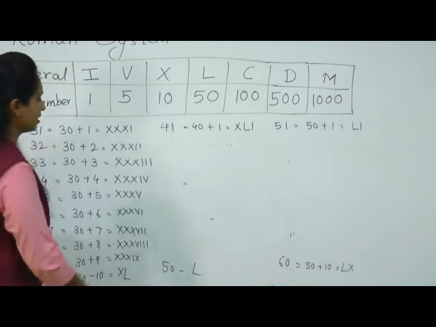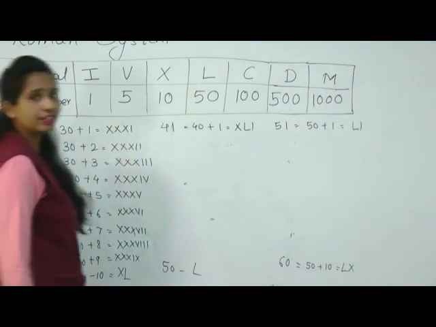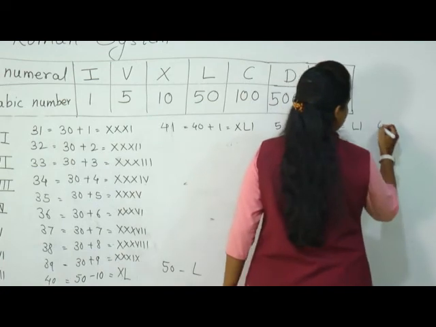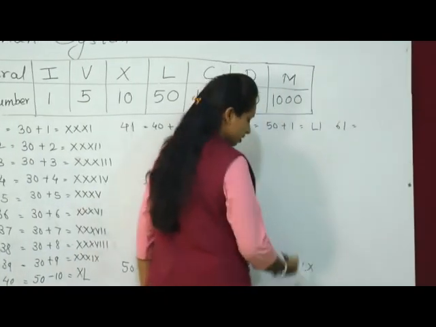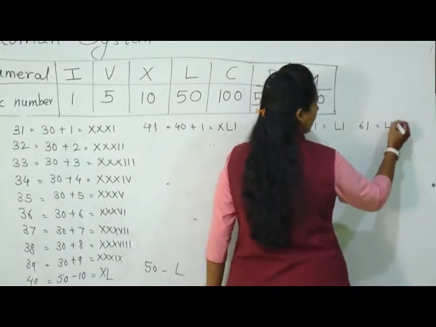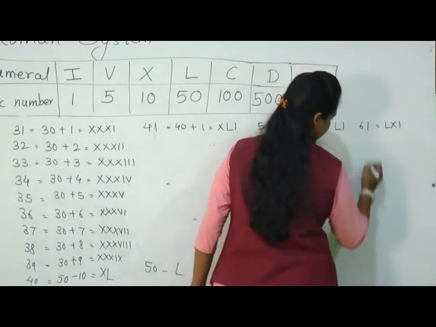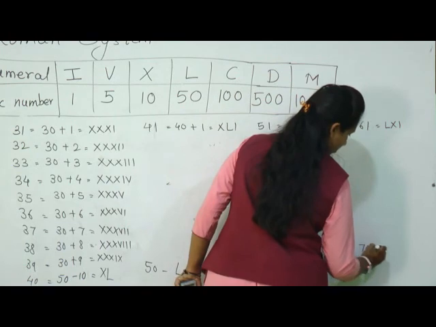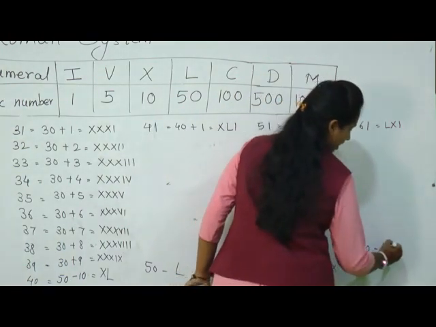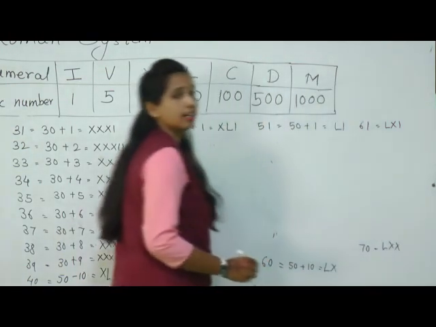Now what about after 60? After 60 what will come? 61. So 61 means the same. Just continue. L, X, I till 70. Okay. So what is the 70? L double X. Are you getting it?